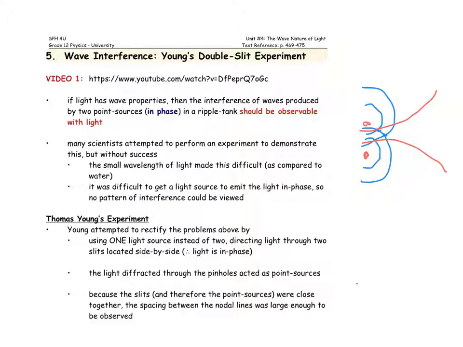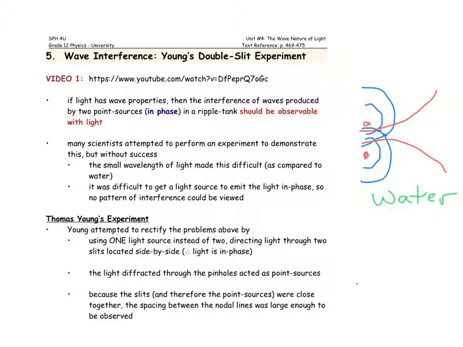So many scientists had the idea that if this worked with water, which was super easy to see with the naked eye, and we know light has wave properties, we should be able to see the same thing if light indeed does behave like a wave. So lots of scientists tried to perform this experiment, but they failed. They were not able to do this, mainly for a couple of reasons that are really related to each other.